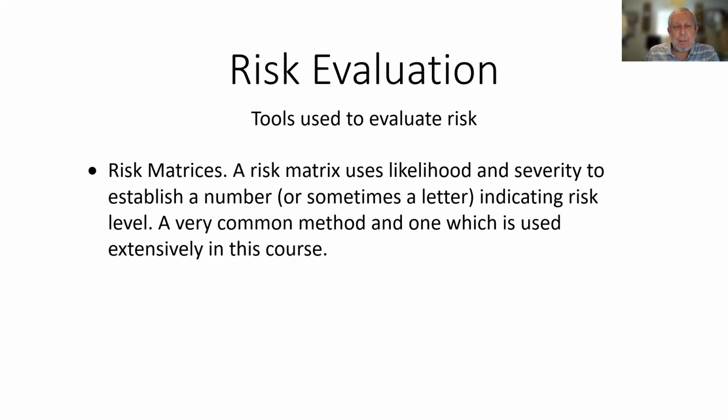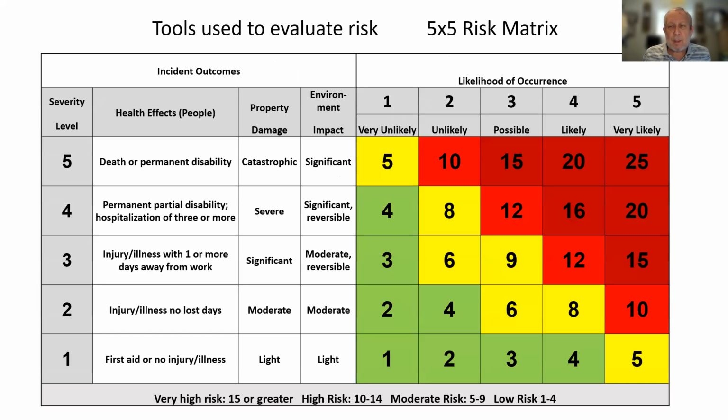Risk matrices. A risk matrix uses likelihood and severity to establish a number, sometimes a letter, but usually a number, indicating risk level, a very common method and one which is used extensively in this course. That's our good old risk matrix. Now, you can see the ISO one had just 3 levels, and this one we have 4 levels. Very high risk, the very dark red blocks, all the numbers are black. And high risk, 10 to 14, that's the bright red. Moderate risk is the yellow, or 5 to 9, and low risk is green.